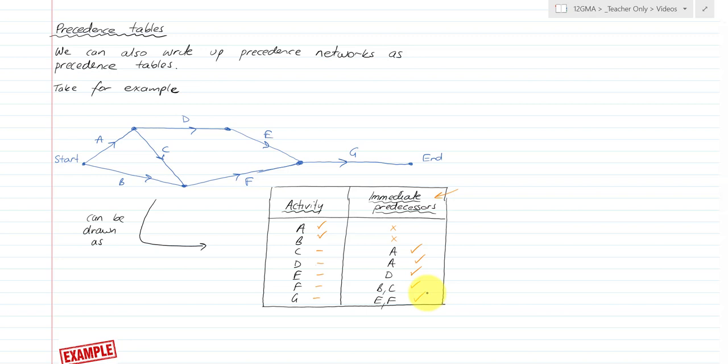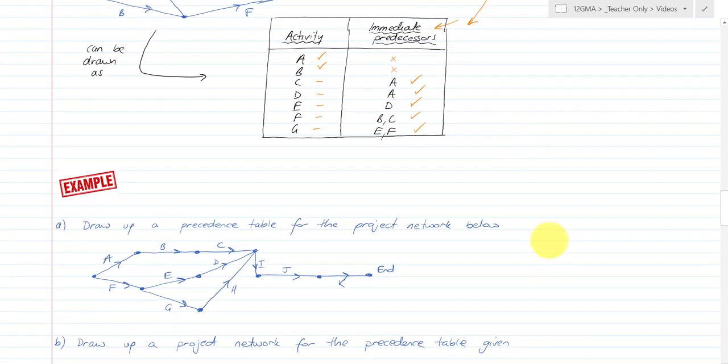So this is my precedence table, and you'll need to be able to set up a precedence table. You'll need to be able to go from a network to a table, but you'll also need to be able to go from a table to a network. So these are 2 skills you'll need to practice. Let's look at an example.